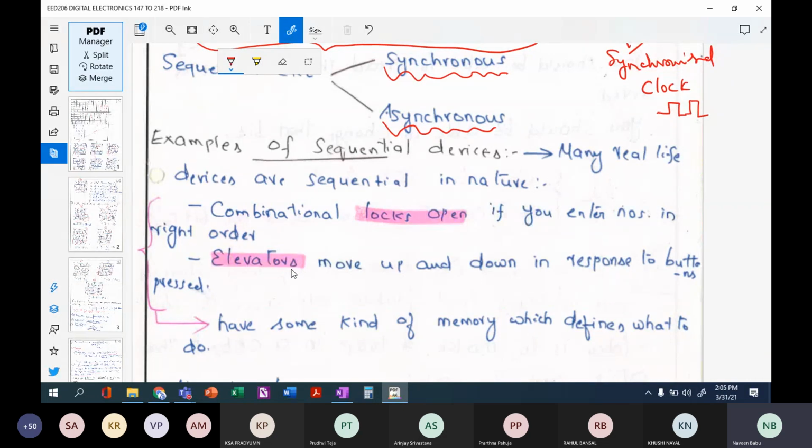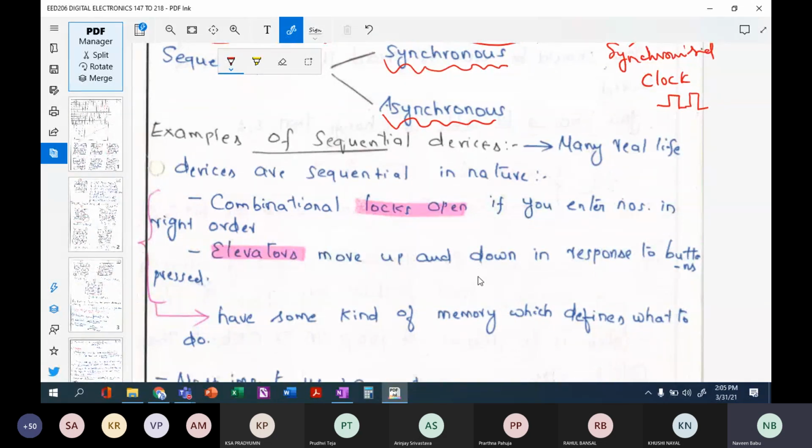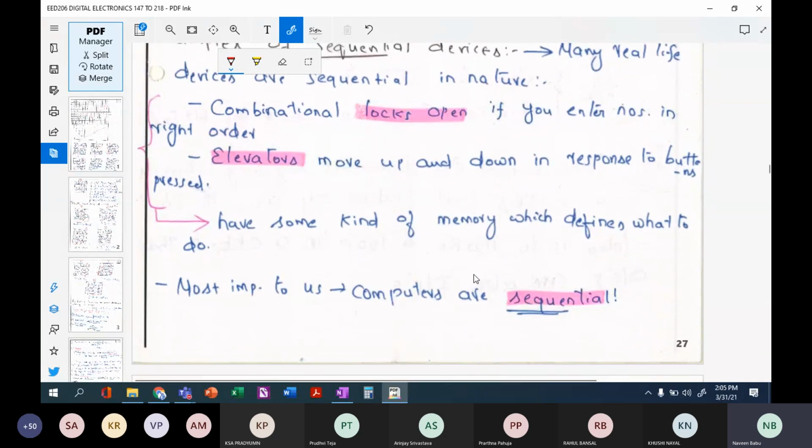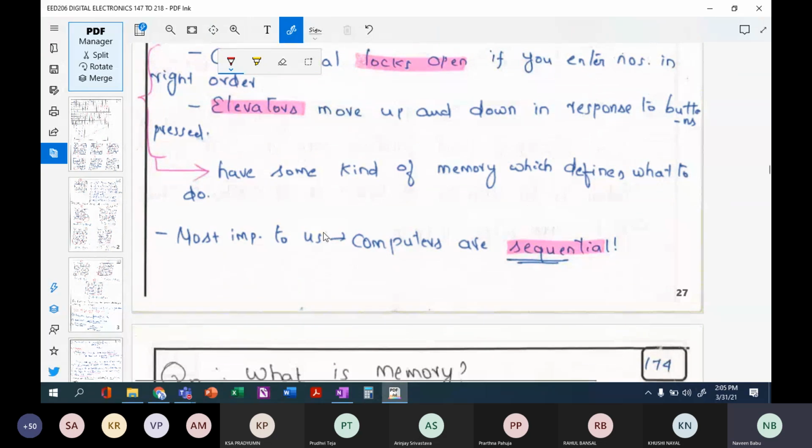More importantly, your computers are sequential. Your computers operate based on clock cycles, right? Why is it taking so much time to load your front desktop page? Because there are sequential operations that take place to reach that particular main Windows page. So hence your computers are sequential.